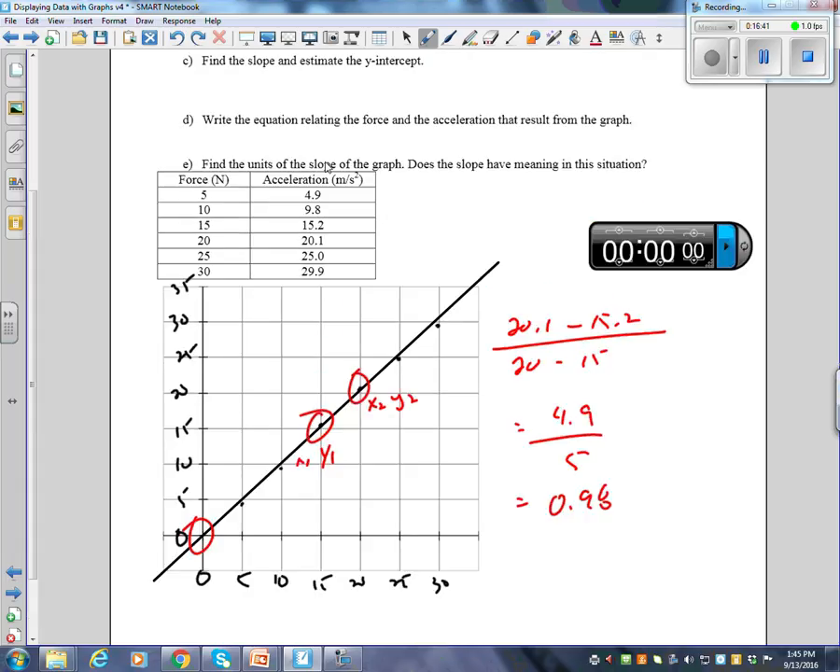Okay, so write the equation. We're going to say that the slope is 0.98 and the y-intercept b is 0. Write the equation relating the force and acceleration that result from the graph. y equals mx plus b, so y equals 0.98x plus b, which is 0. Should I write it? Yes. I don't need to, but I'm going to write it.